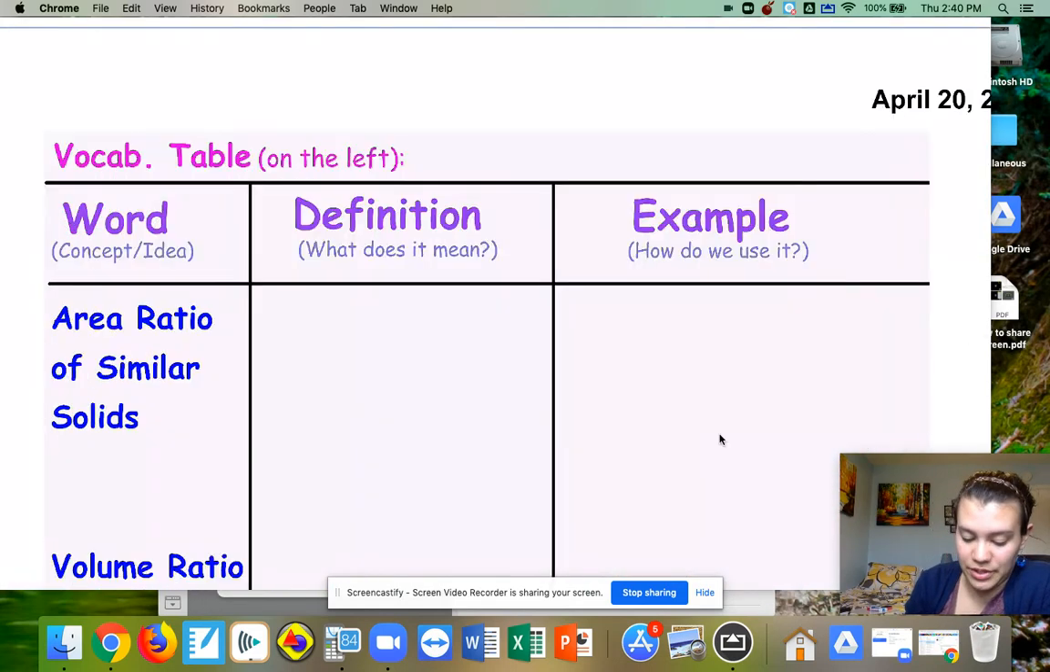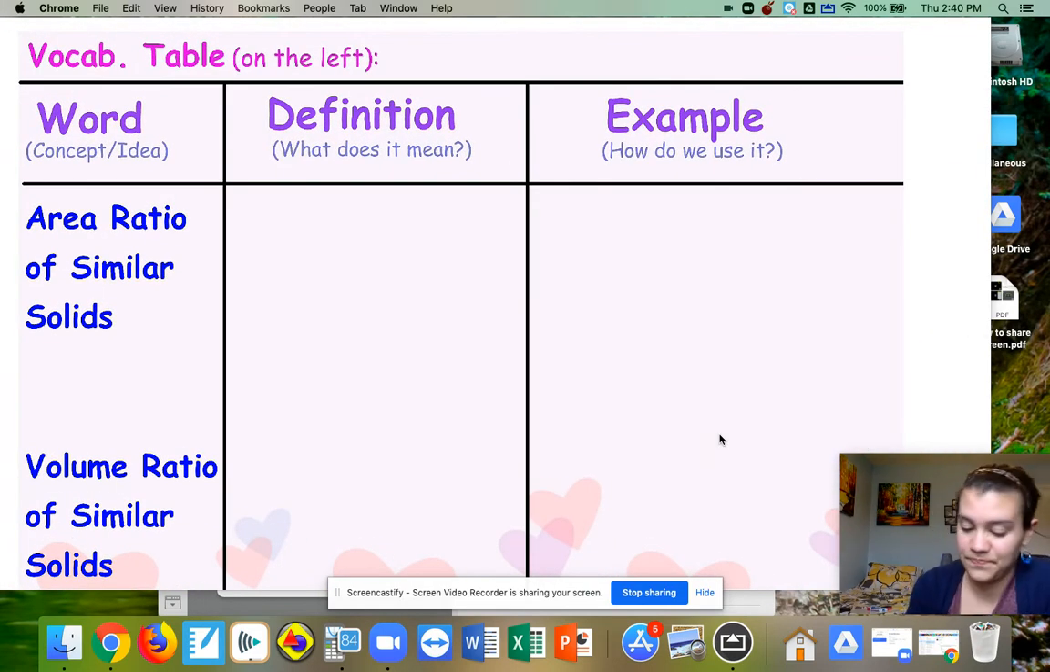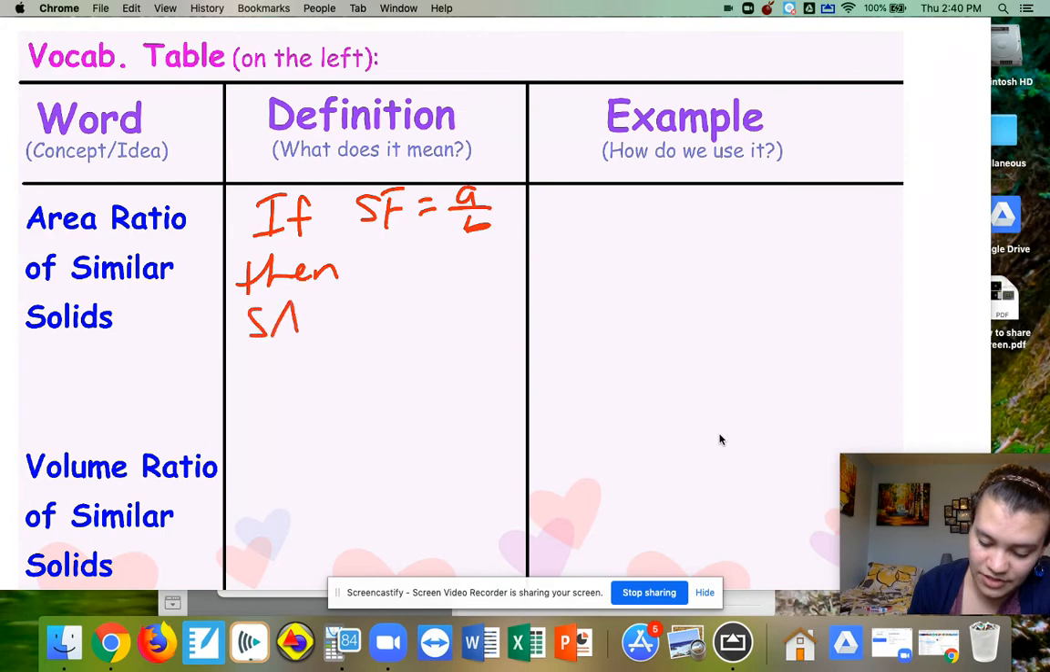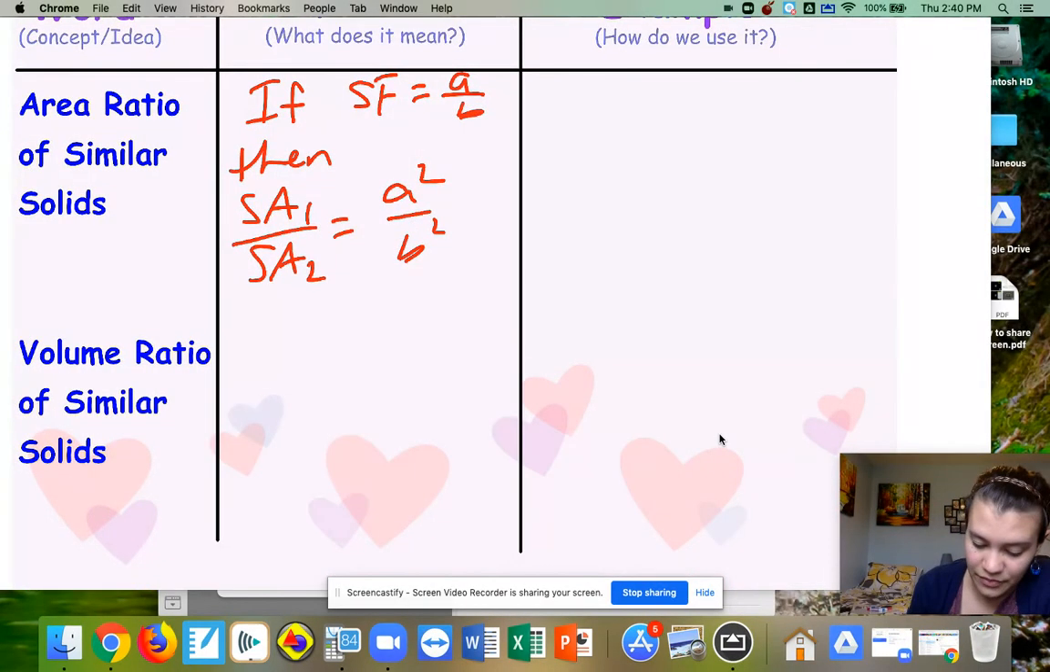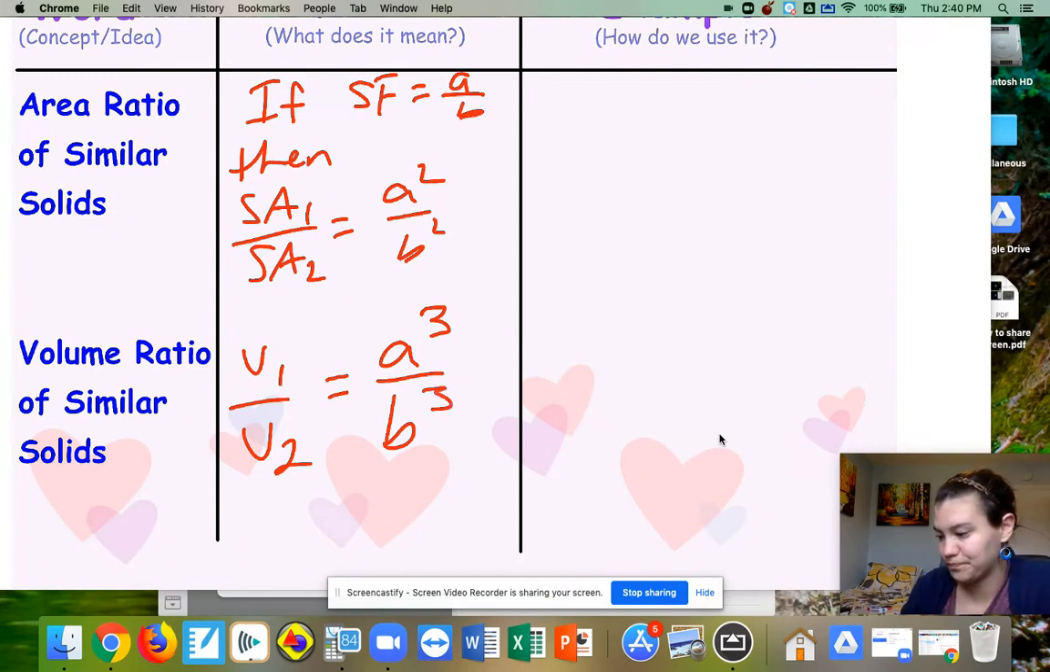So that brings us to these ratios. If you start with your scale factor equaling A over B, then the surface area of one shape over the surface area of the second shape is that same scale factor but squared. And then the volume of one shape over the volume of the other shape would be the same scale factor but cubed. So you can use this to then figure out different things.